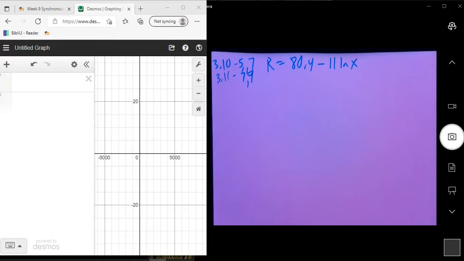Now remember, they want us to sketch a graph. That means that it doesn't have to be pinpoint accurate. It just has to resemble that. So that is why we're going to use Desmos.